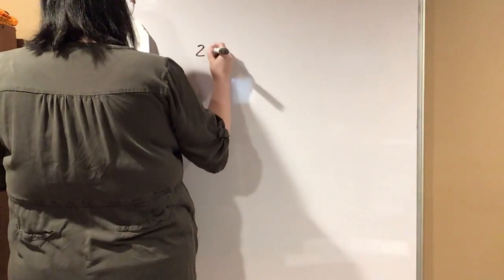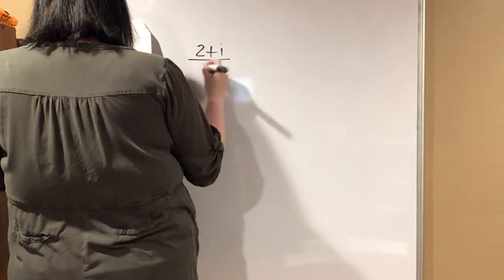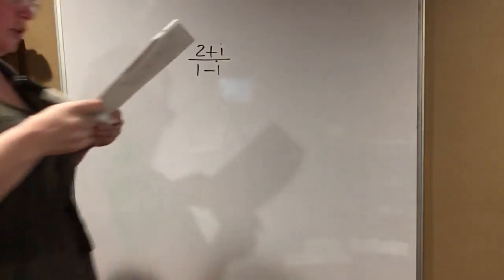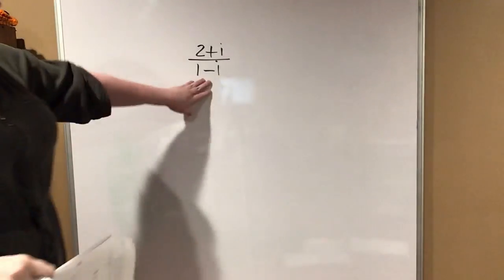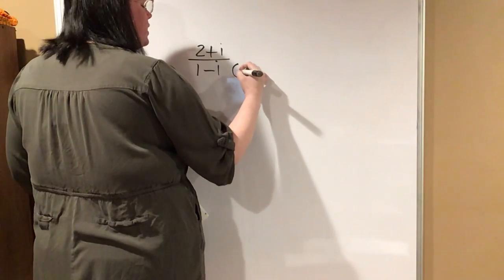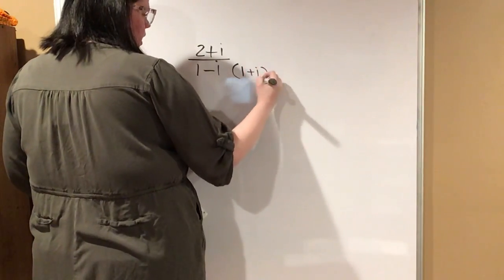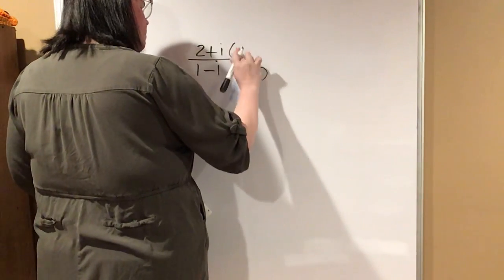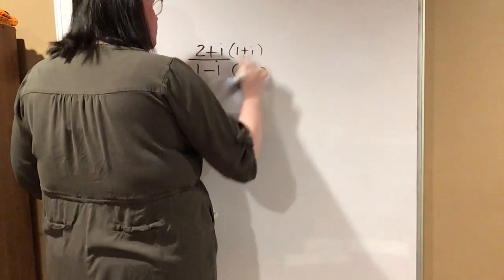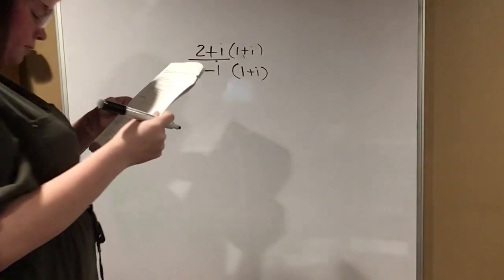So what if we're going to use complex numbers to divide? If we're given 2 plus i over 1 minus i, we have to use the conjugate. I taught you guys that if there's a minus in here, the conjugate is the opposite, plus i. So multiply the top and the bottom by 1 plus i because it gets rid of the middle number.